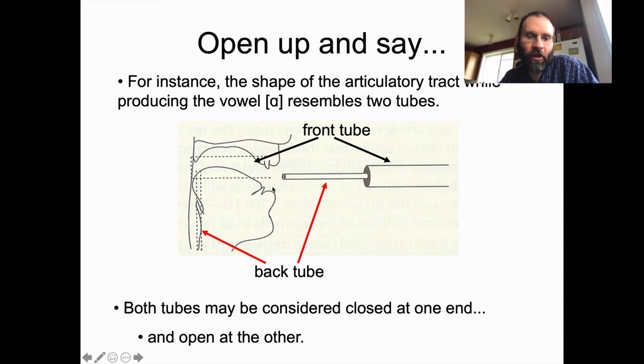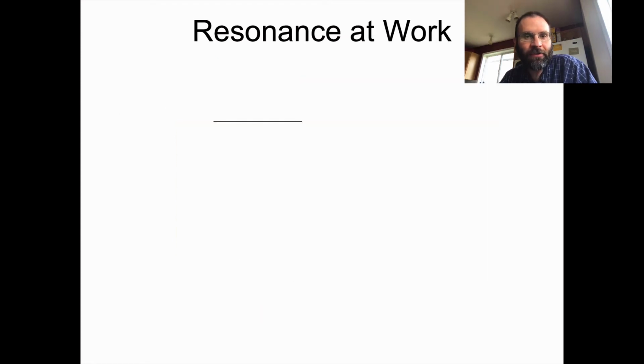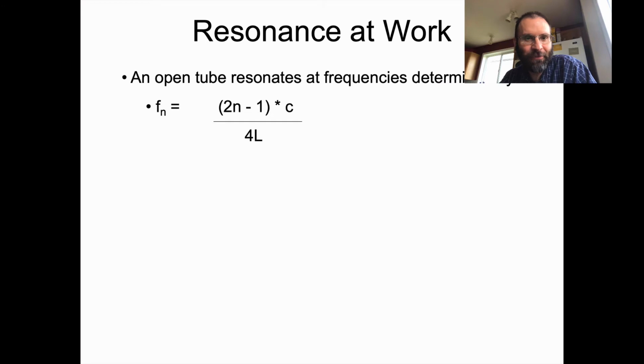This one's pretty clearly open here at the front, but this is supposed to be a tube closed here and then open here. So we can use the same math that we used before for the whole vocal tract to calculate the formant frequencies of schwa. Okay, so that math, as you might recall, says that the formant frequencies of an open tube of length L can be calculated with this equation.